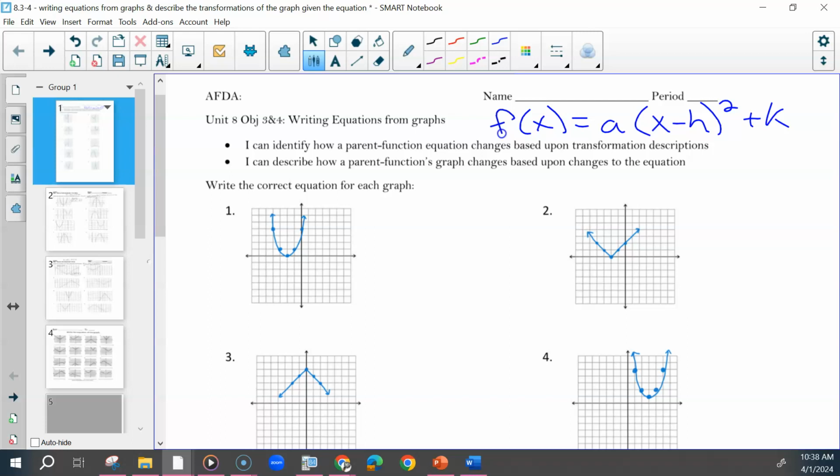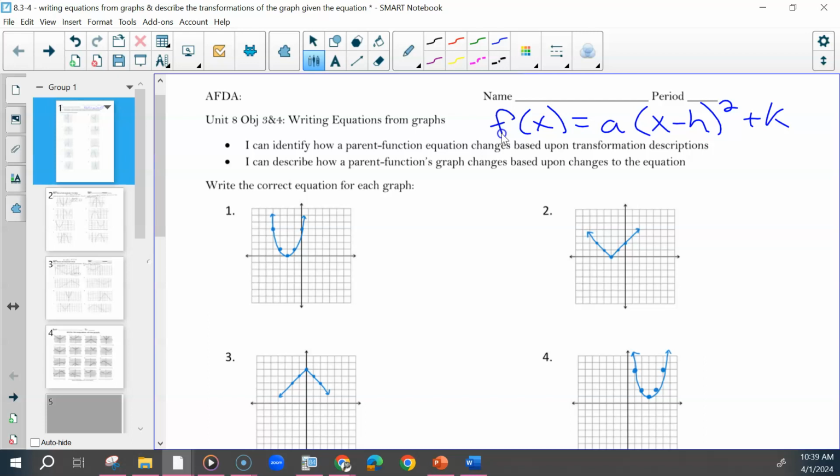Some things to remember about this. Your A shows where your vertical reflections would be, where your vertical stretches and compressions would be. Your A value would change. Your H is going to be your horizontal shifts, moving left or moving right. Whatever number is in there does the opposite. And then the K on the outside is your vertical shift up or down, and that does exactly what it's supposed to. I'll do the absolute value when we get back.